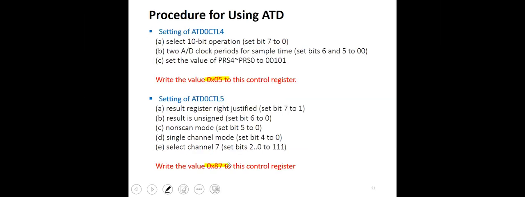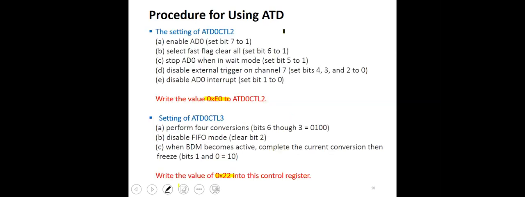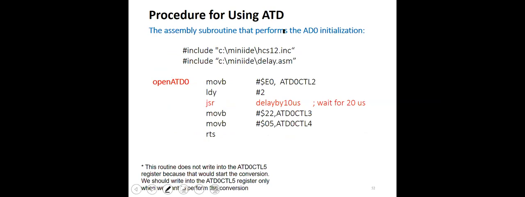if we want to write a program now to configure the A to D to do this, basically we want to write it as a subroutine. So we want to write a subroutine that does all this, that configures the A to D in this way. What to do? Here we have the code in assembly and C, and this code is written for the mini IDE assembler, which is one of the IDEs that you can use to write code or programs for the HCS12 microcontroller.